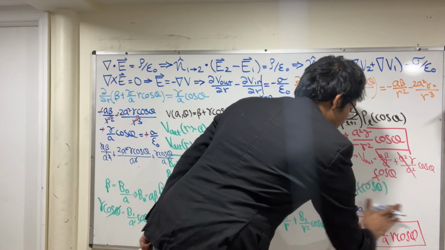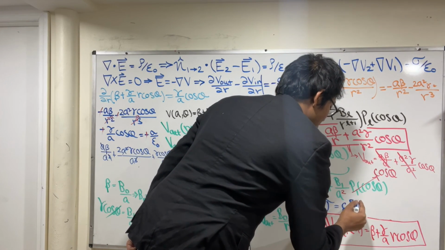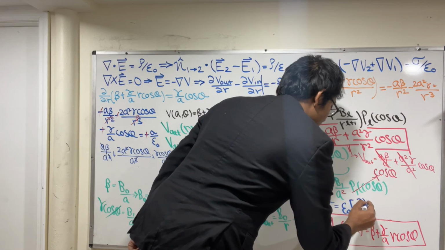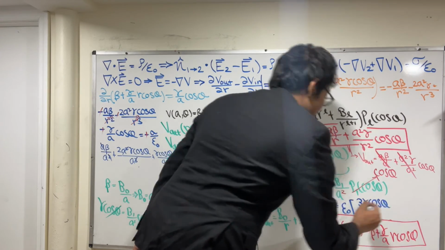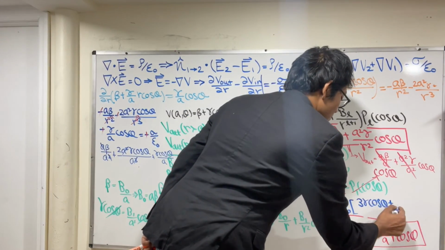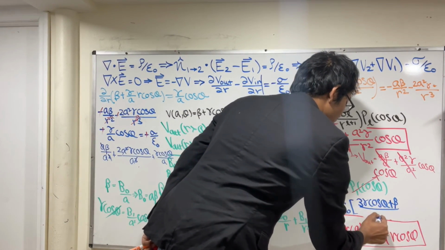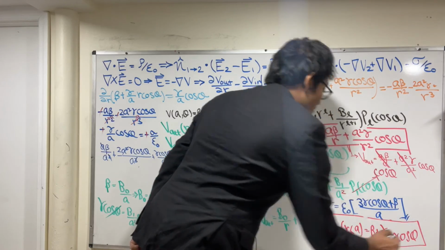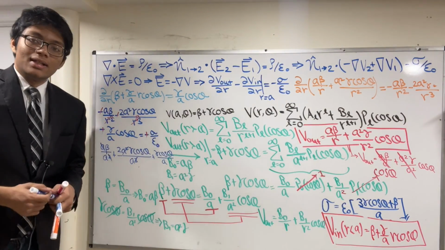So our final answer is going to be 3 gamma cosine theta plus beta, all over a. And there you go. That is your surface charge density.